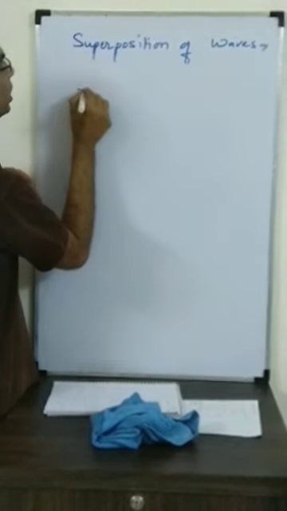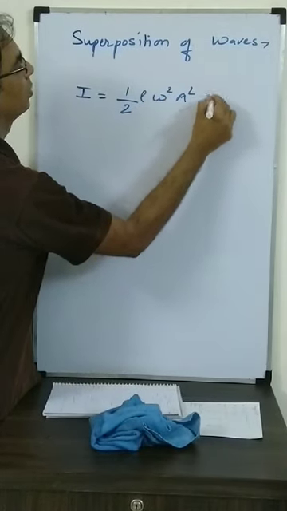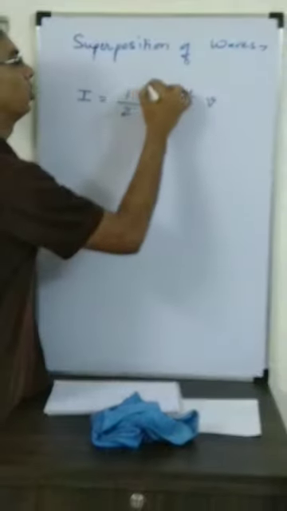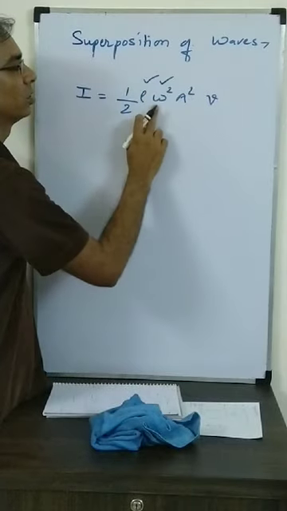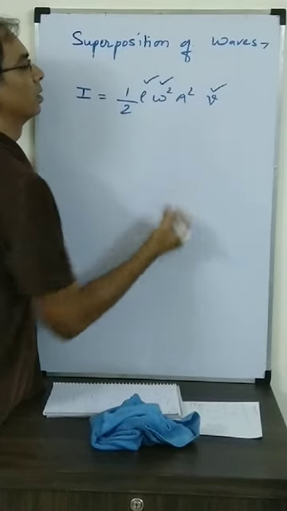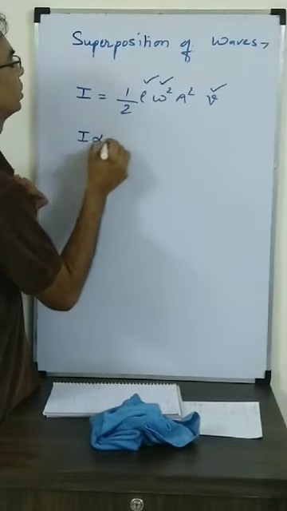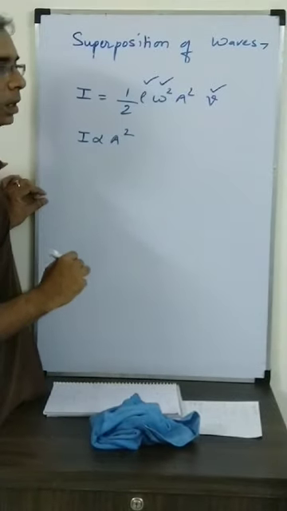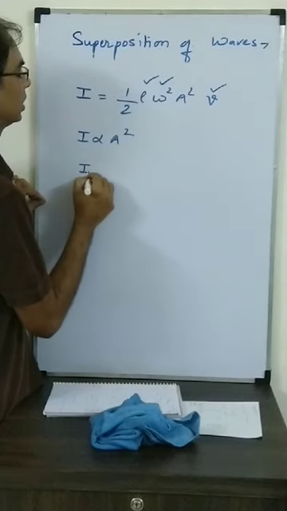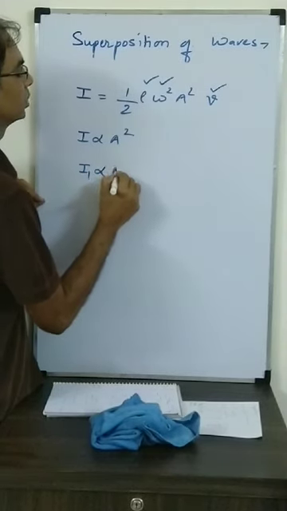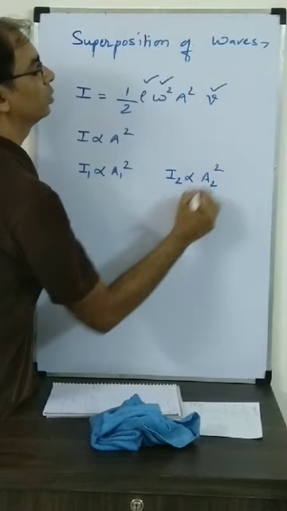Now we already know the intensity of a wave is half rho omega square A square into velocity. In this, rho is the mass density, so it is constant. Omega depends on the source, so it's also constant, and speed, because it's omega by k, is also constant in a medium. So I is actually proportional to A square. If two sources are there with amplitudes A1 and A2, their intensities are I1, which is proportional to A1 square, and I2, which is proportional to A2 square.